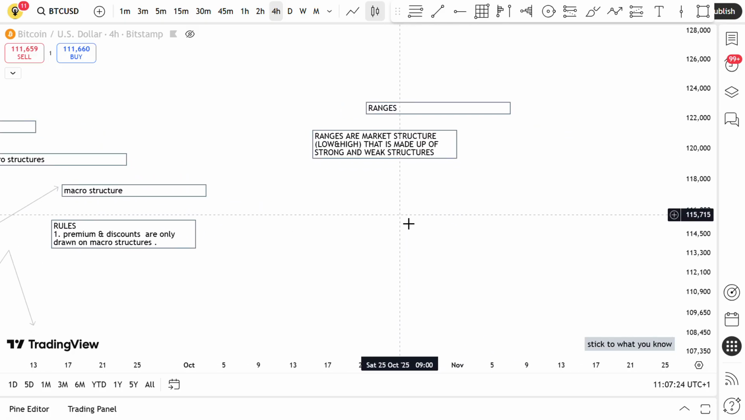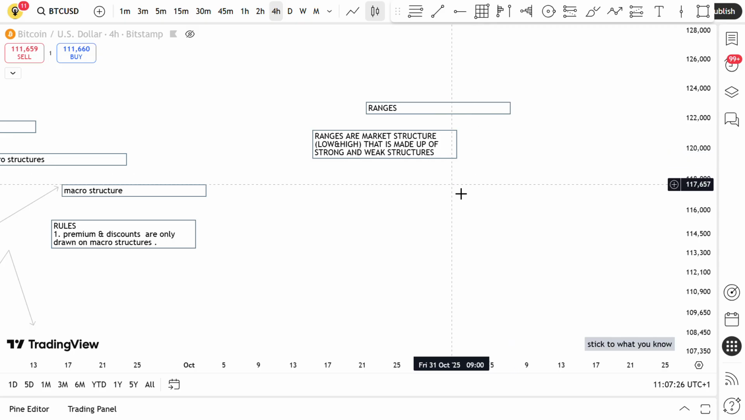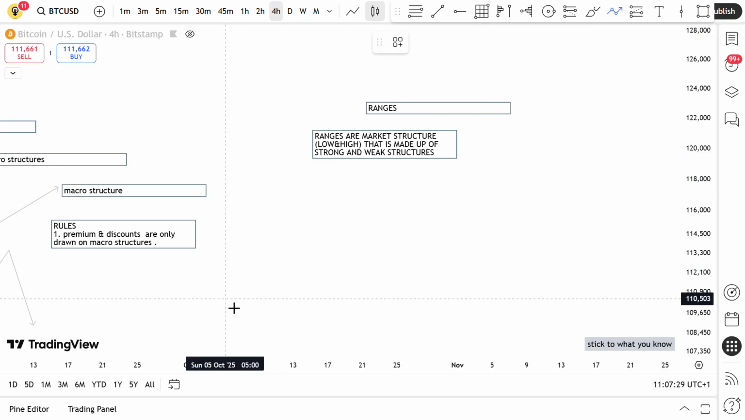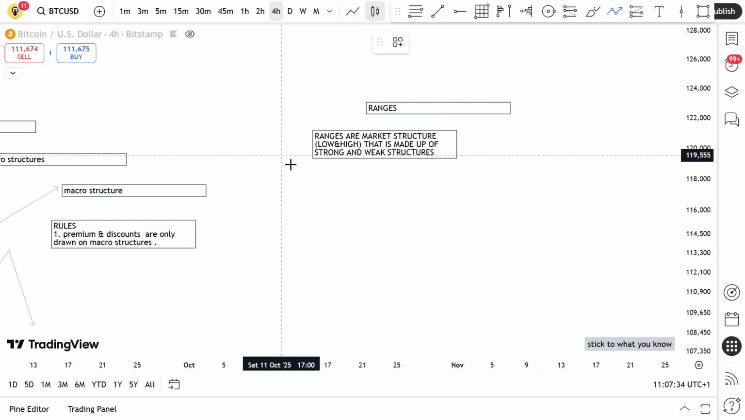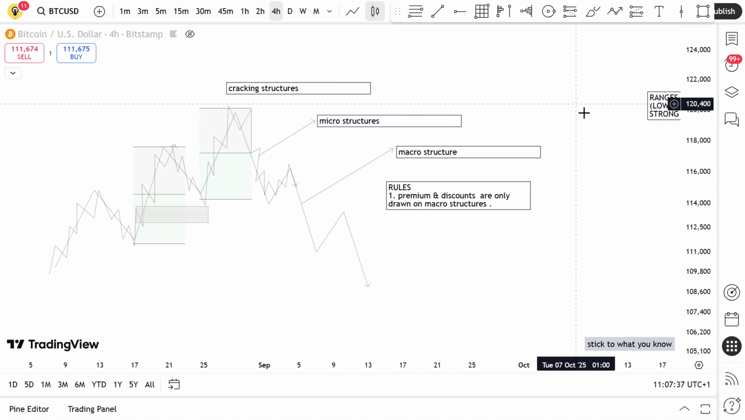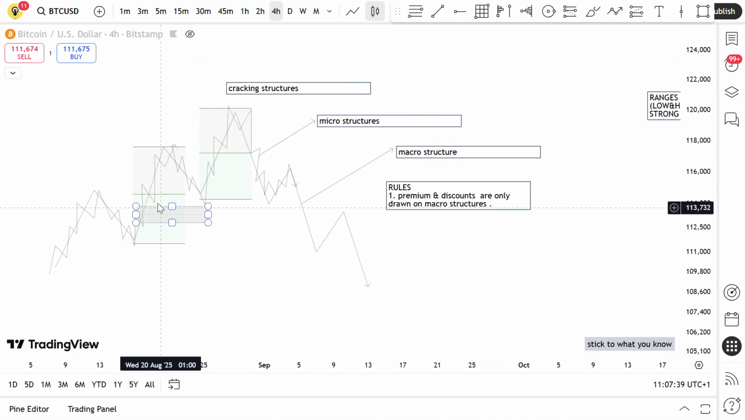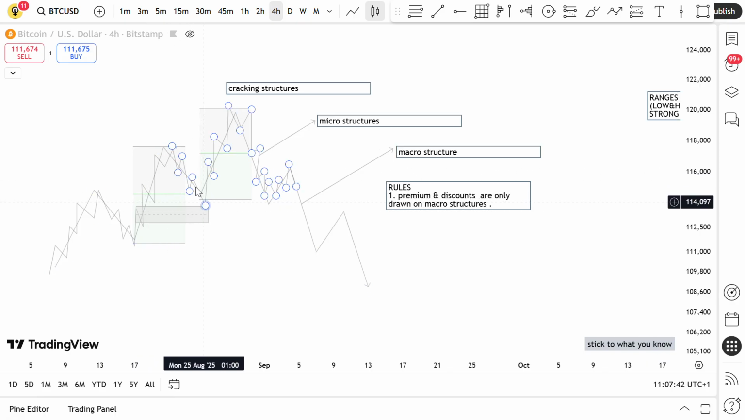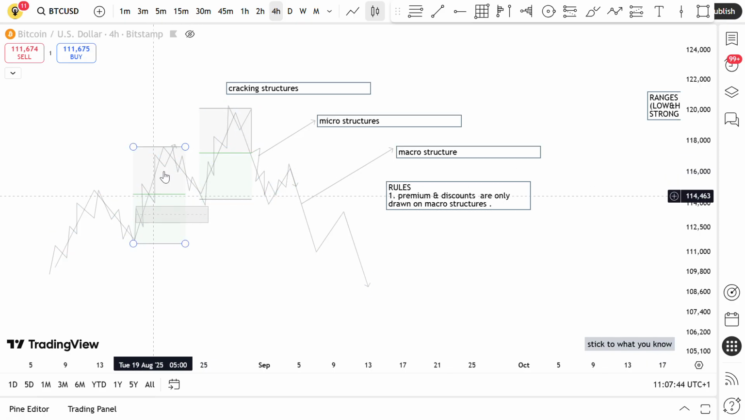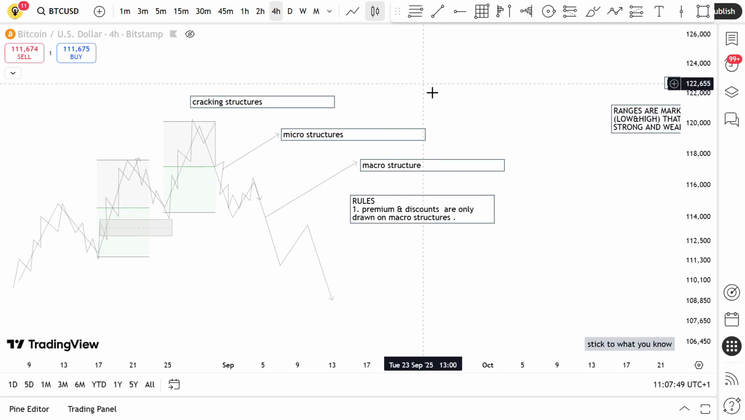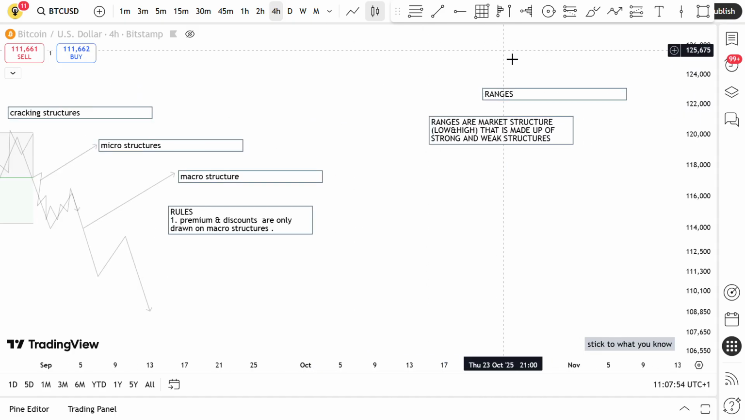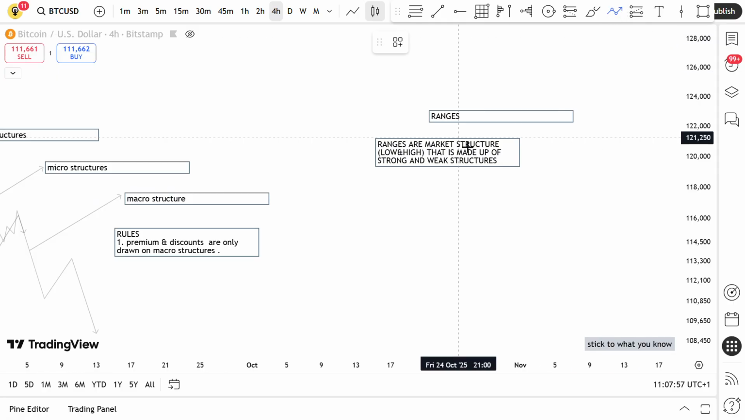I explained that to you. So what do you call a strong structure? A strong structure basically is a structure that takes out liquidity. If we go back to here, I want to know our range. This breaks here and it takes out this liquidity here. In another sense, you can just say strong structures are change of character, depending on how you want to call it. But I call them structures that take liquidity.